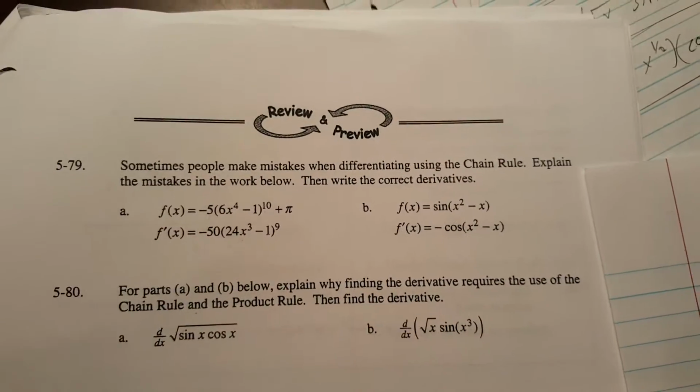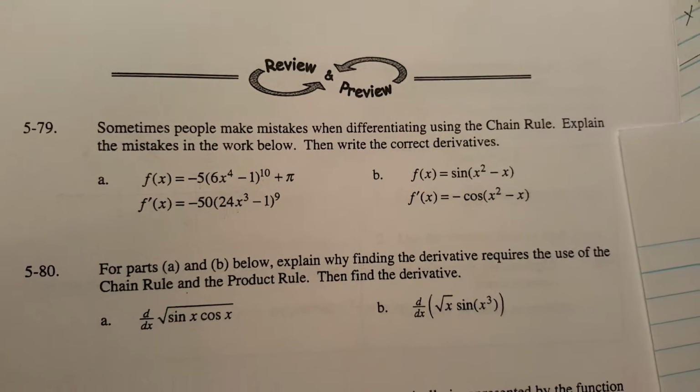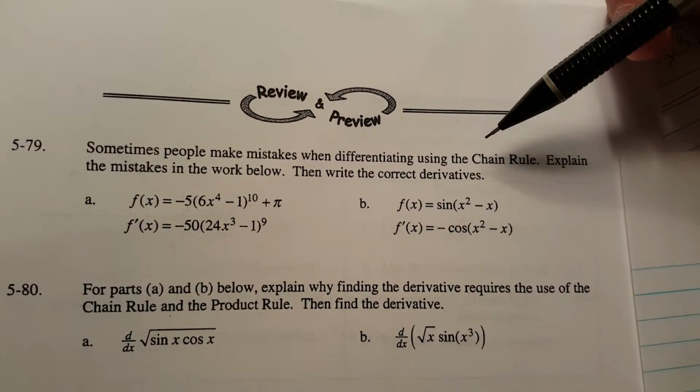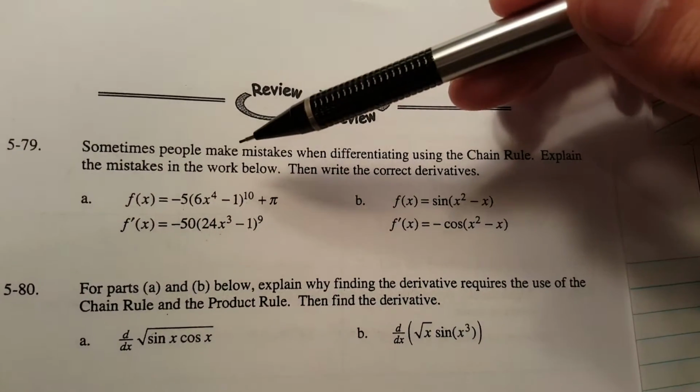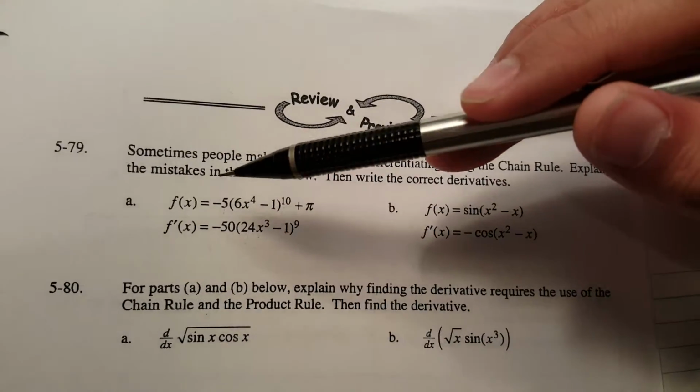Okay, so this is number 71, Unit 5. So let's read the question here. Sometimes people make mistakes when differentiating using the chain rule. Explain the mistakes in the work below, then write the correct derivatives. Okay, so we'll start with A.